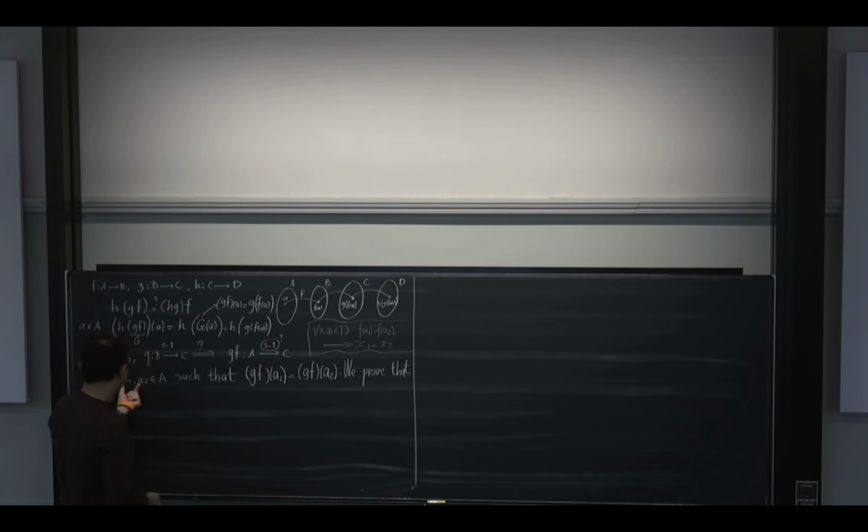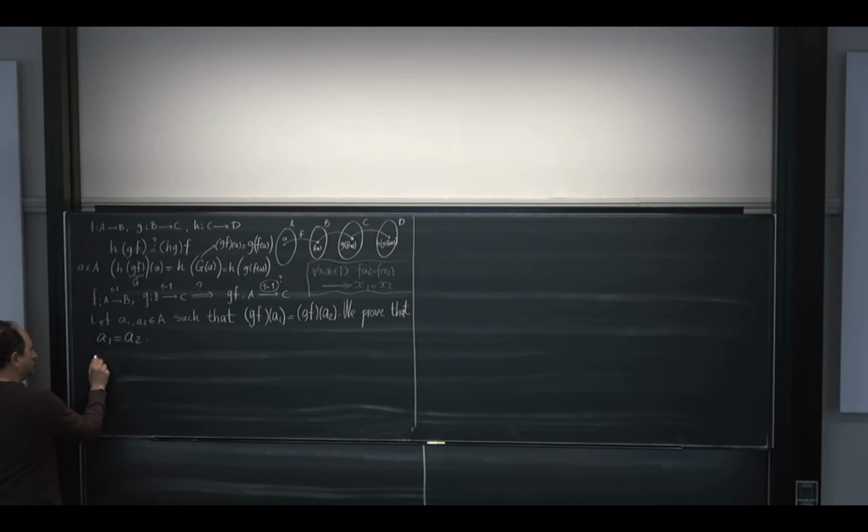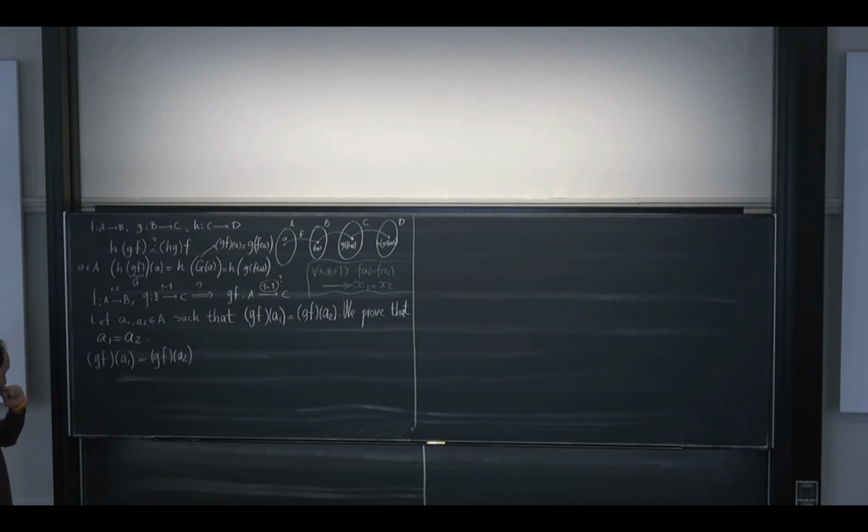So I have to pick up two elements in its domain. The domain of GF is A. I have to assume that these two things are the same. My goal is to prove that A1 is equal to A2. Is that right? So let us do that. So you say that GF of A1 is equal to GF of A2. This is my assumption. This is what I bring in myself, but I want to see that this will be the consequence. Okay, how should I continue?